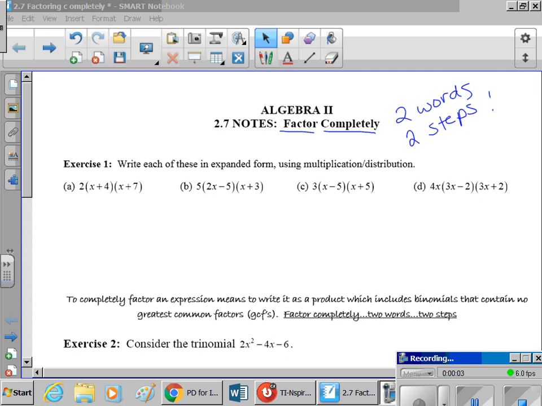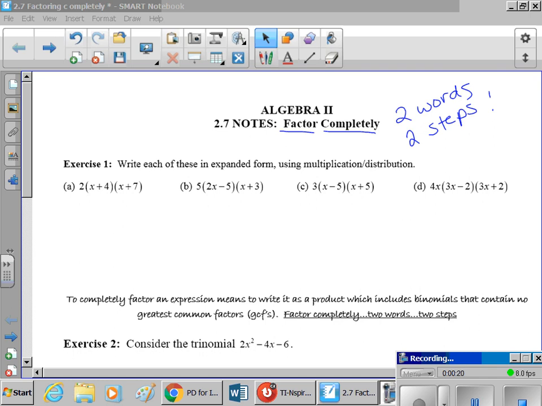And we're back to Algebra 2. Today's lesson is 2.7, Factor Completely. So when we think about factoring completely, I always think 2 words, 2 steps. Once you factor the first time, it's going to ask you to factor one more time.